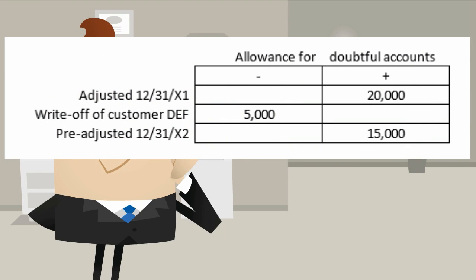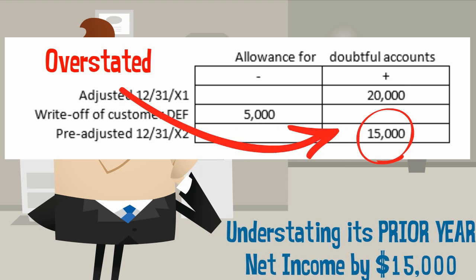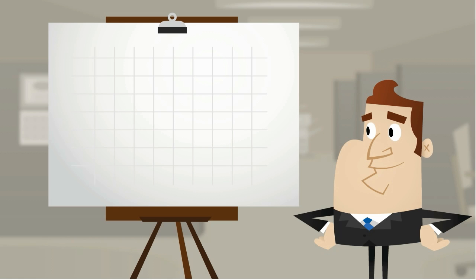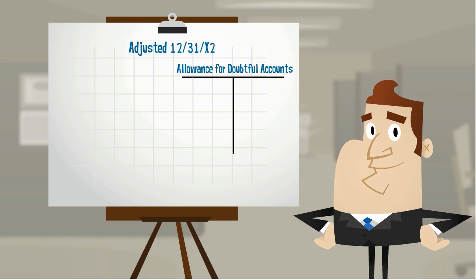We started with $20,000 in estimate, then we wrote off only $5,000, thus leaving an excess $15,000 in the credit of the allowance for doubtful accounts for the following year. This $15,000 leftover credit balance from the prior year represents that management overstated its prior year estimate of bad debts and overstated its prior year bad debt expense by $15,000, thus understating its prior year net income by $15,000 as well. Now, as of 12/31/X2, management will need to adjust the allowance account to reflect how much of its 12/31/X2 accounts receivable it estimates will go bad in the future.